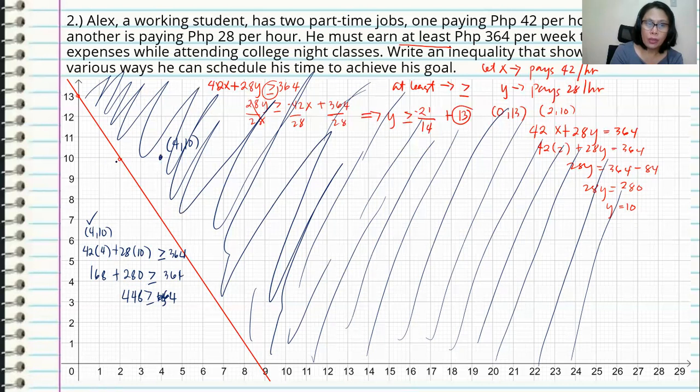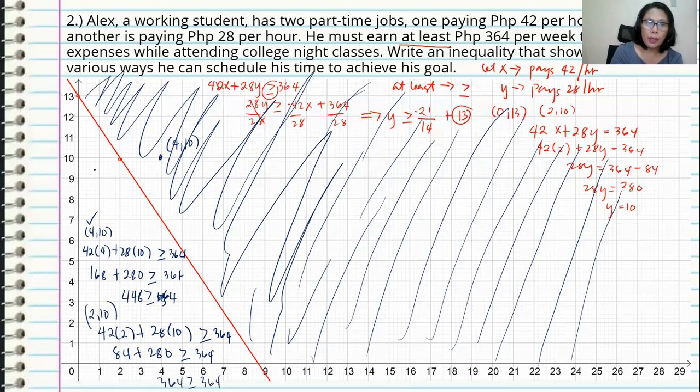And then if we're going to consider another possible number of hours that Alex would work in order to support his night class, it would be (2, 10). So if Alex will work 2 hours on a job that pays 42 pesos and 10 hours on a job that pays 28 pesos, he will have 42 times 2 plus 28 times 10 is greater than or equal to 364. So this is 84 plus 280 is greater than or equal to 364. So we have 364 is greater than or equal to 364.